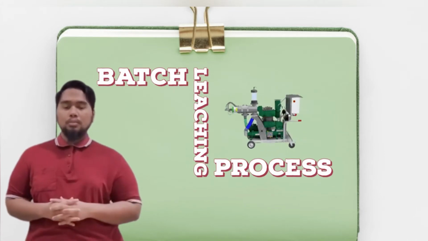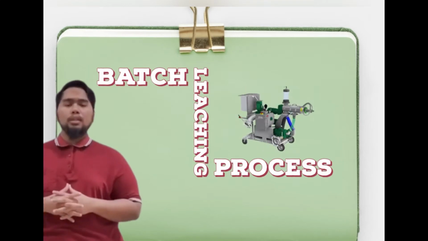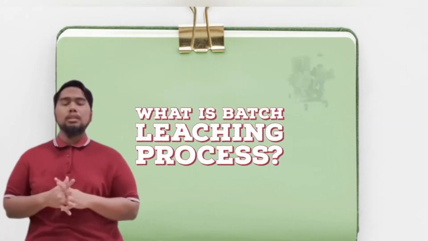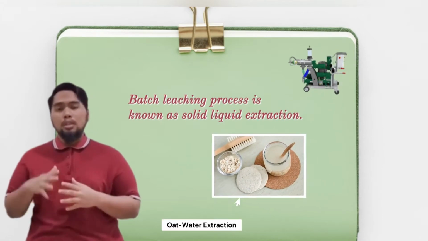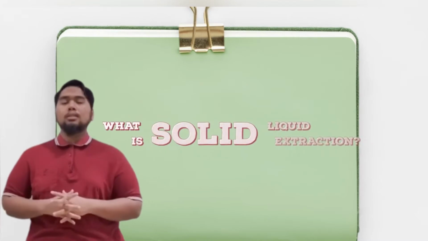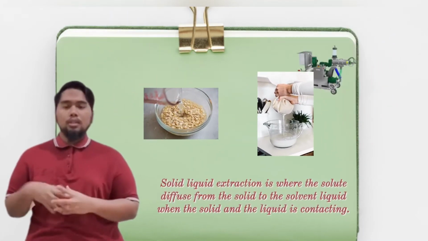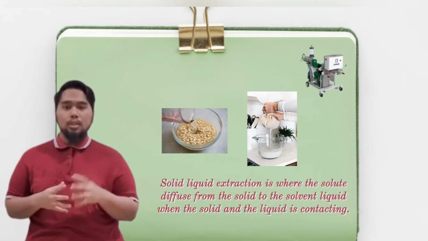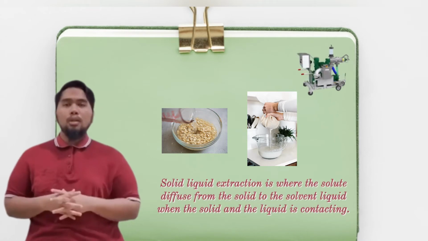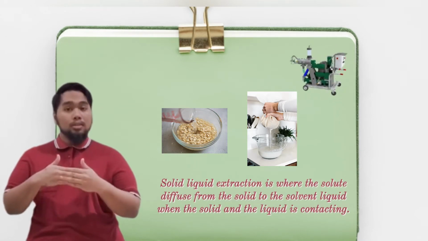So today I will demonstrate the process that we have chosen, which is the batch leaching process. Okay, so what is the batch leaching process? Batch leaching process is known as solid liquid extraction. So what is solid liquid extraction? Solid liquid extraction is where the solute diffuses from the solid to the solvent liquid when the solid and the liquid are in contact.